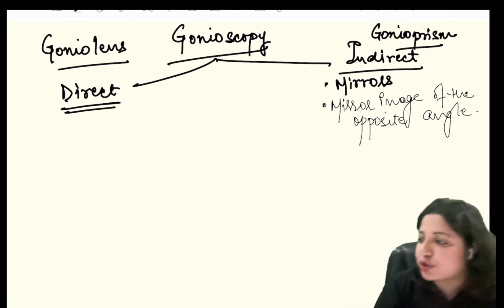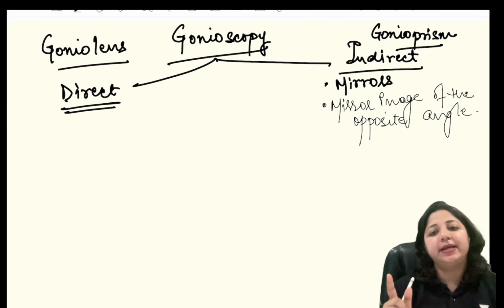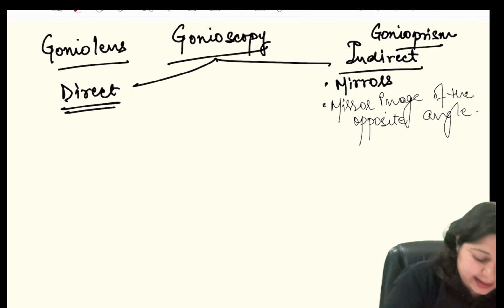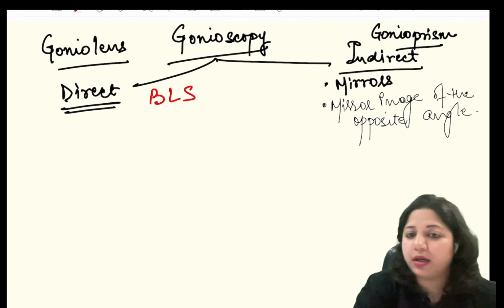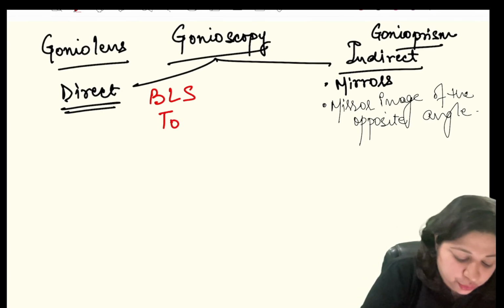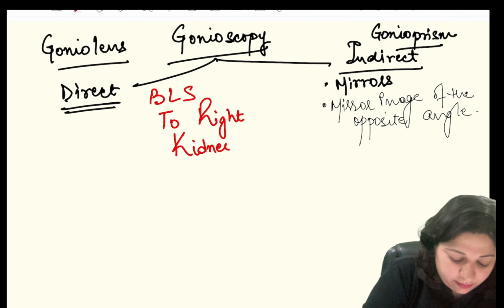So when we talk of the direct gonioscopes, what is the mnemonic to remember the lenses? So the mnemonic to remember the direct gonio lenses is, there is ALS, BLS systems that we learn. So BLS to right kidney.